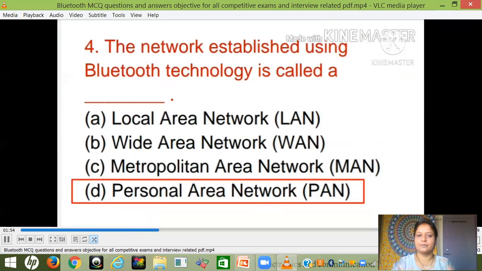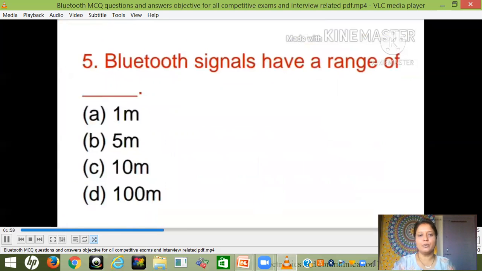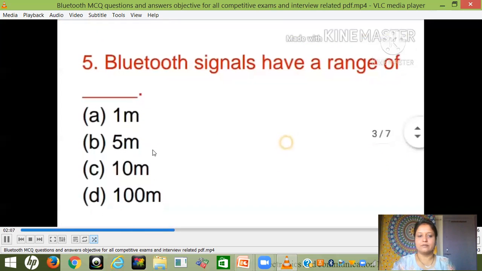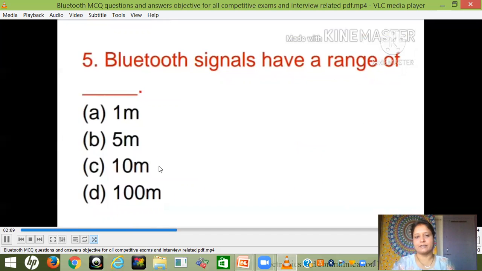Next, Bluetooth signals have a range of dash. What is the range here? How much distance can they cover? 1, 5, 10 or 100 meter. Which is the correct option? Yes, it is the 10 meter here. Up to 10 meter they can cover the range.